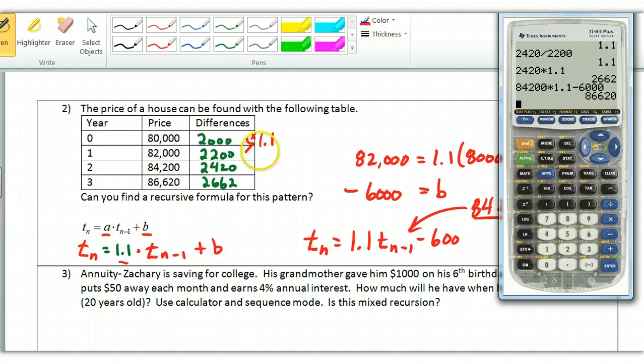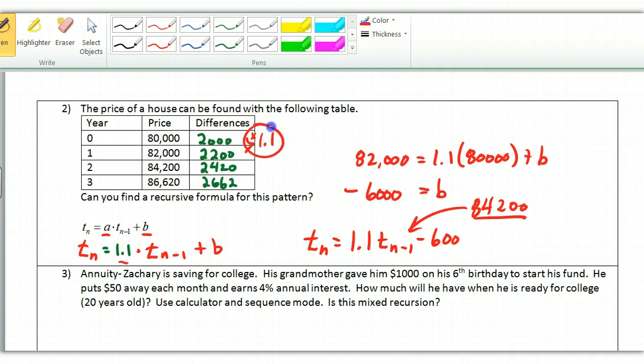So if we let A equal this ratio that we have here, and then go ahead and plug in two numbers and solve for B, we should be able to get a mixed recursion formula for our mixed recursion. Okay? So there it is right there.